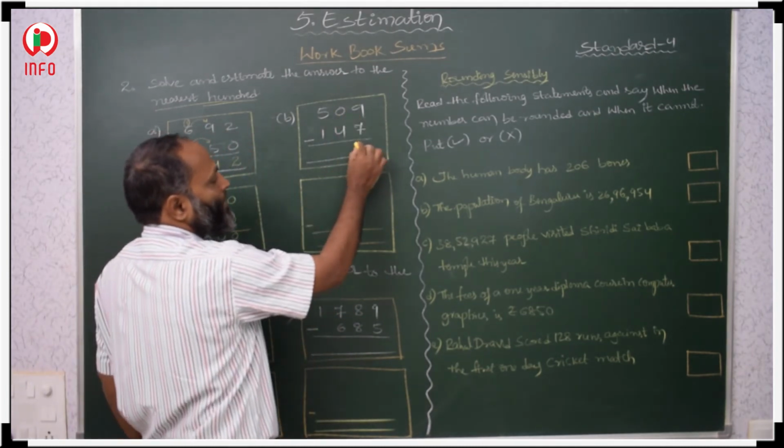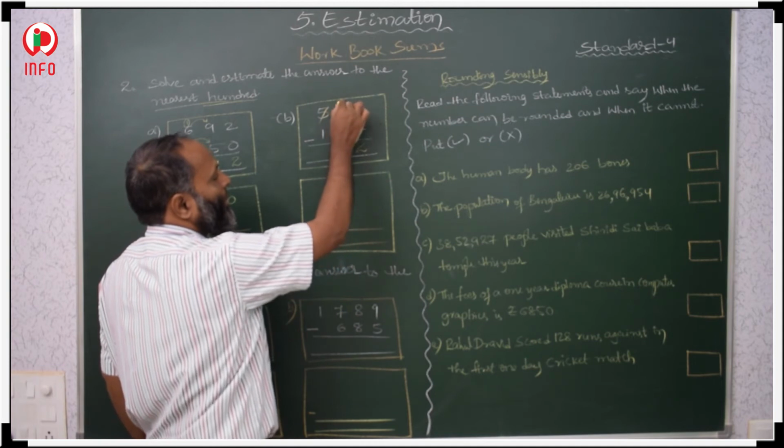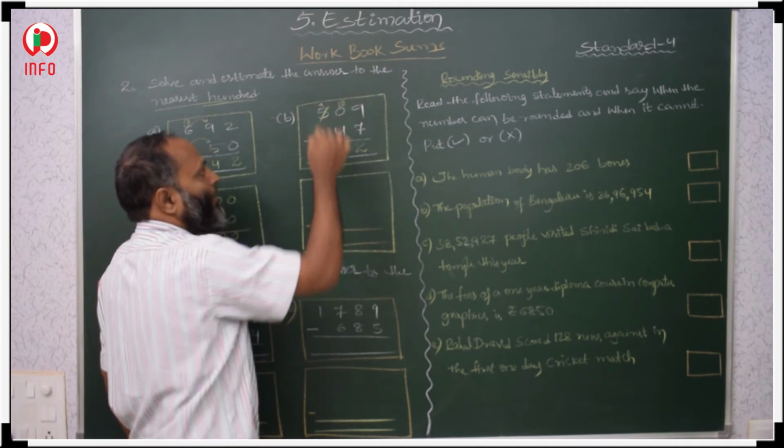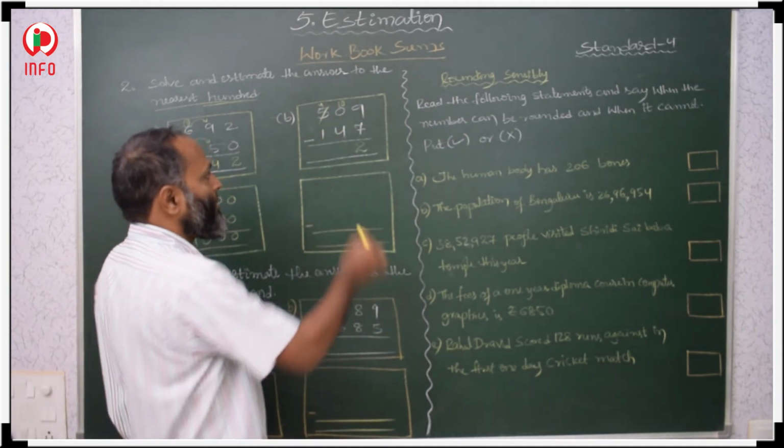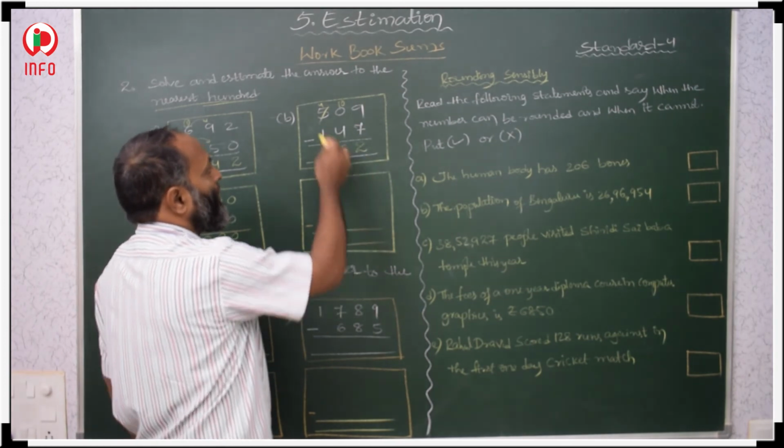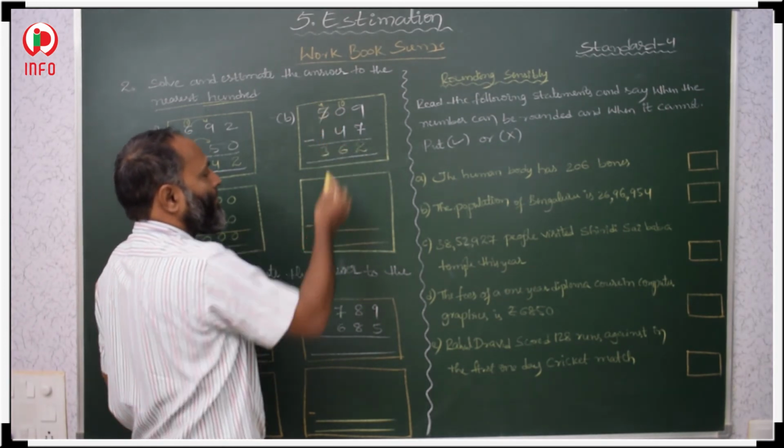Now here we add and subtract with the usual calculation. 9 minus 7 is 2. And take a borrow, here we will get 10, and here we will get 4. 10 minus 4 is 6. And 4 minus 1 is 3.